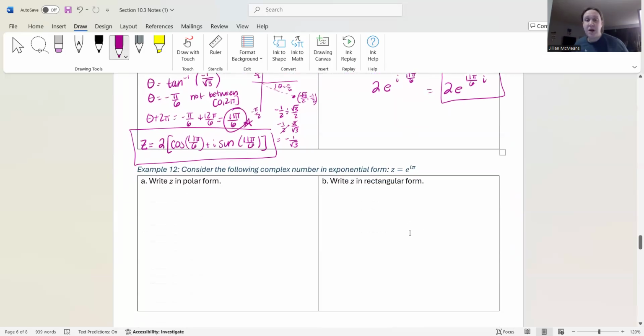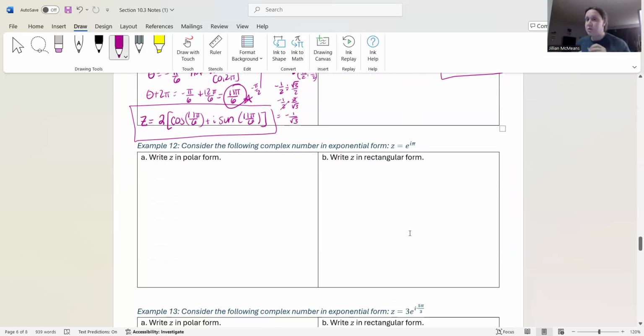Now, example 12, we're going to be given exponential form. We need to find polar form and we need to find rectangular form. I feel like rectangular form, we should have probably done it first, but we'll get polar form first. That makes more sense. Okay, so example 12 says consider the following complex number in exponential form. We have z equals e to the iπ.